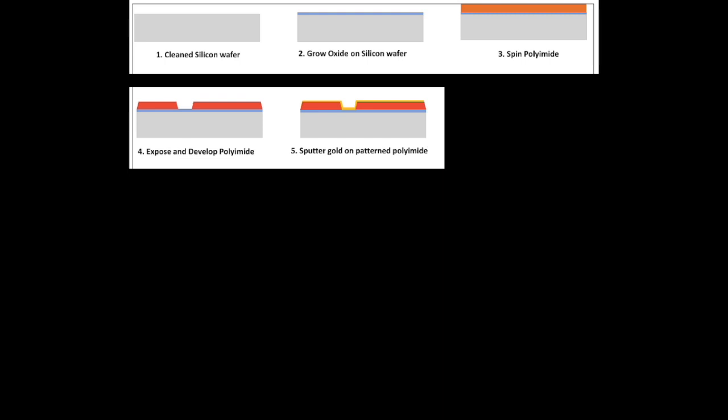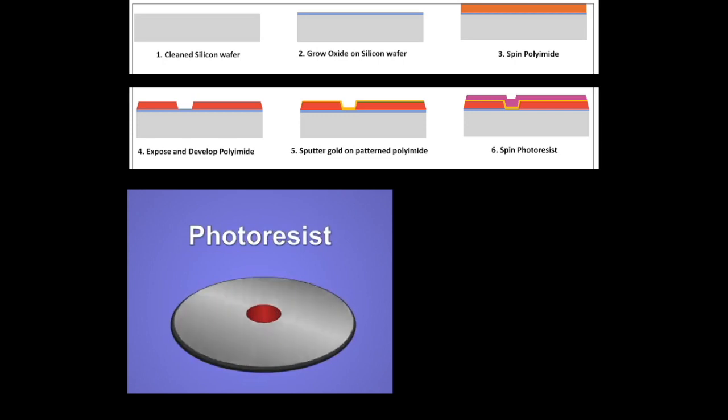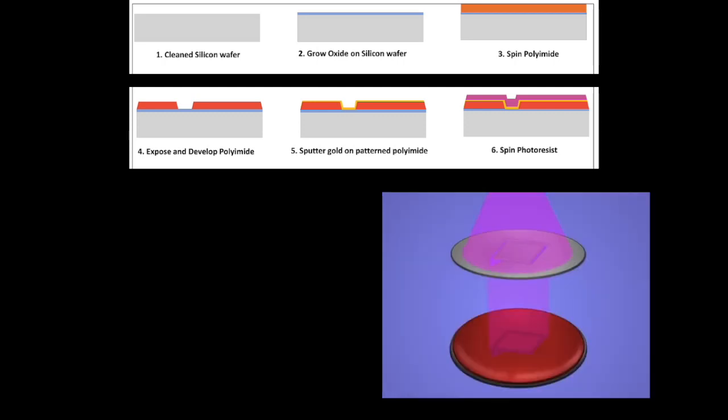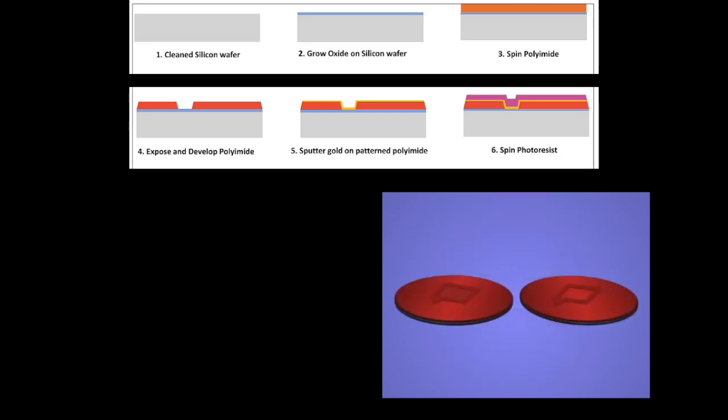The next step is to again apply a layer of photoresist. This is analogous to how the polyamic acid was applied and polymerized earlier, except the photoresist isn't a functional part of the finished product. Its only goal in this whole process, its whole life, is to act as a template for the next functional layer of material.